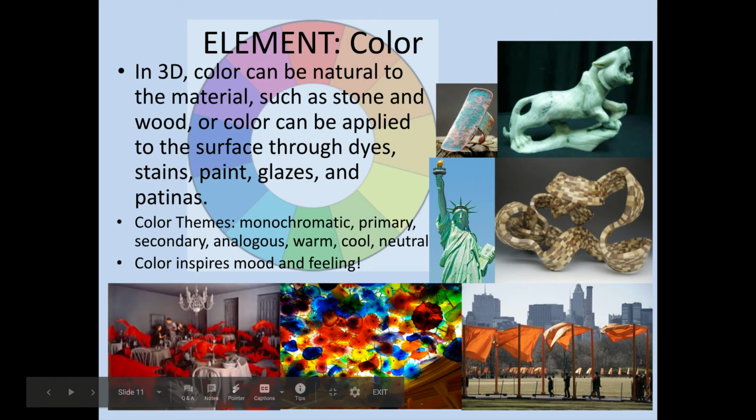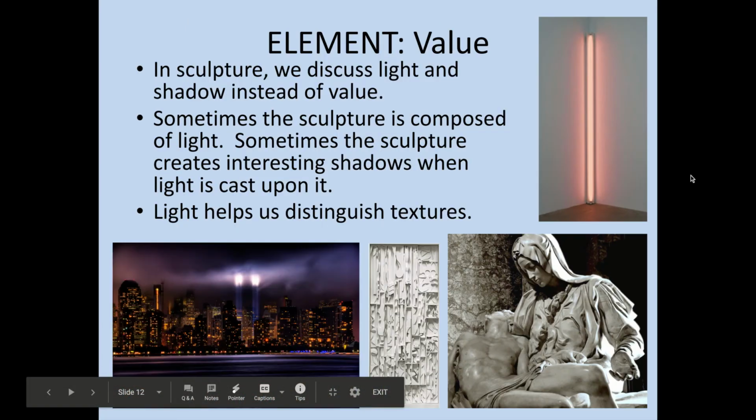And then color. So we'll get a little into color theory. The different thing about 3D art is that you can leave it the natural color of either the stone or the wood, or you can apply paint, apply dyes like in the glass and the fabric, or if it's a metal piece, you can apply something called a patina, and that changes the color of the metal. We'll get into color theory and different themes, but just know that color will affect the mood of the piece, okay? Whether it's a bright color or more earthen colors.